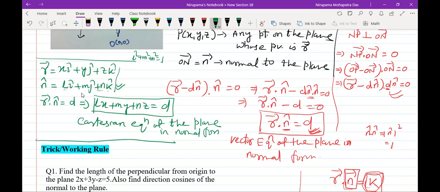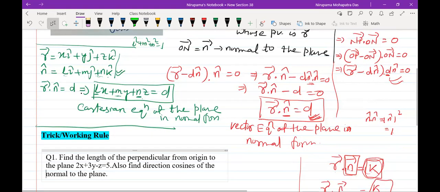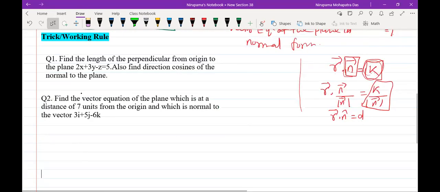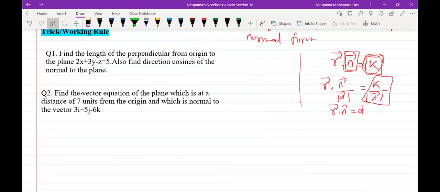Now how do we know these l, m, n? These are the direction cosines of the normal to the plane. Again we have to see whether the sum of the squares of the coefficients of x, y, z is 1 or not. If it is 1, then these are direction cosines. Otherwise, those will be direction ratios. As I said, in 99% of cases, you will be given the equation like this: r dot n vector equal to something.